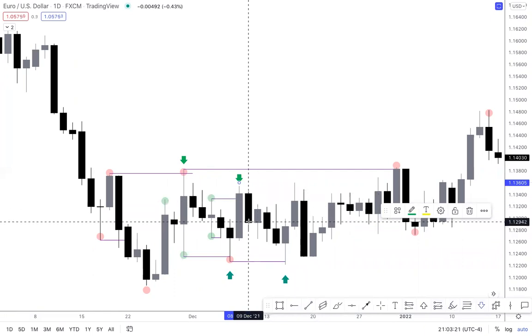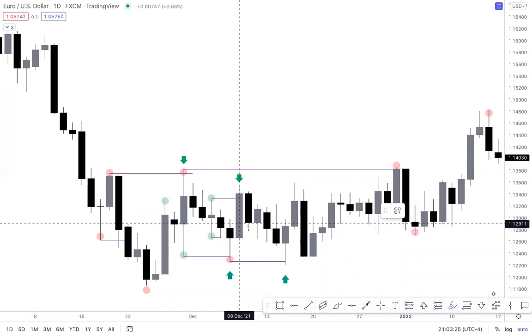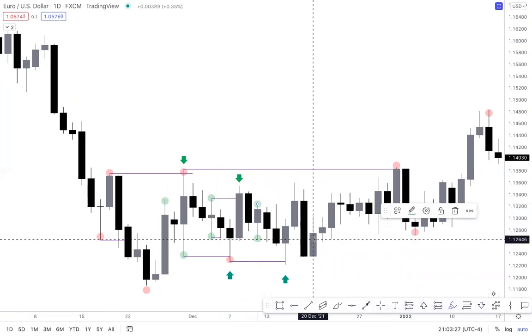Now I know after this down candle, once we make this right here, I also know that this is a lower low and lower high. Right?